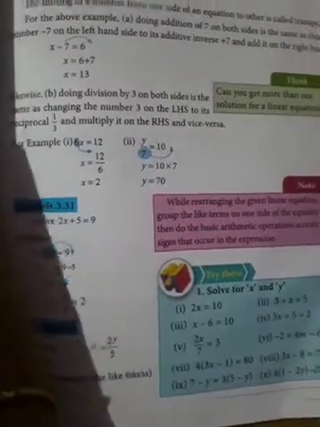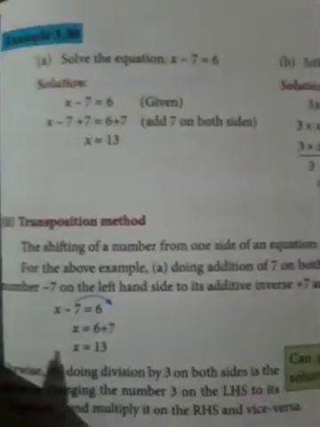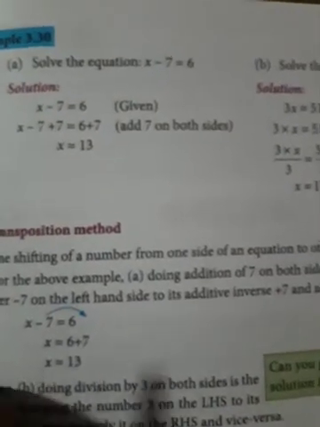Some more examples are there. You can do those examples. Now we are going to solve the equation. It is very easy.